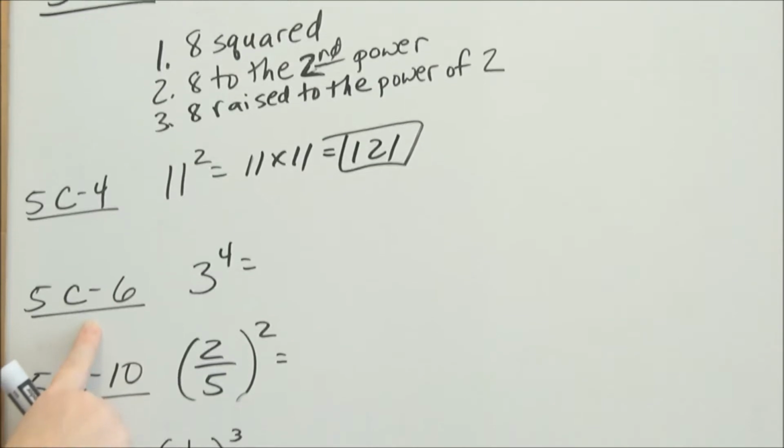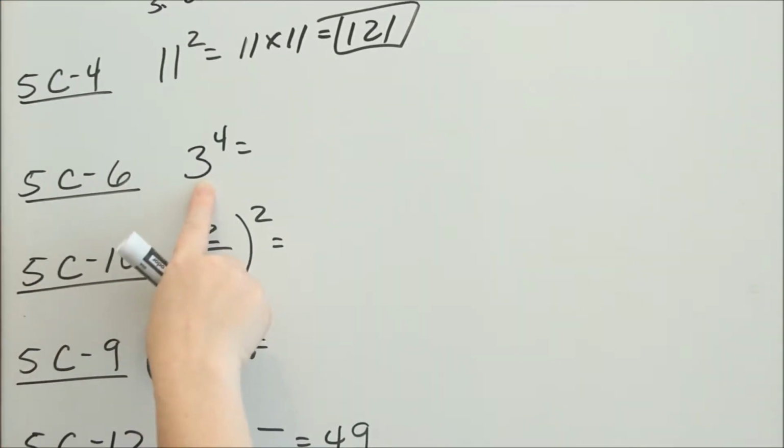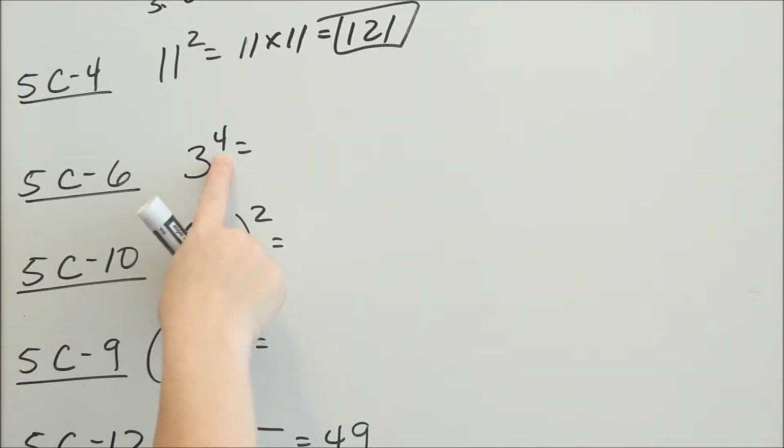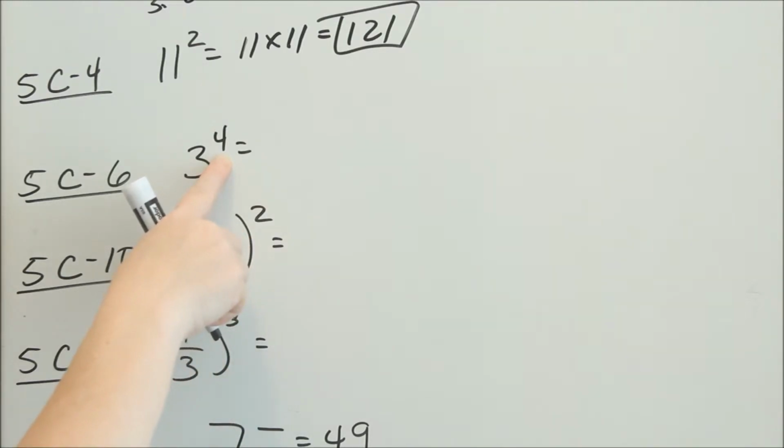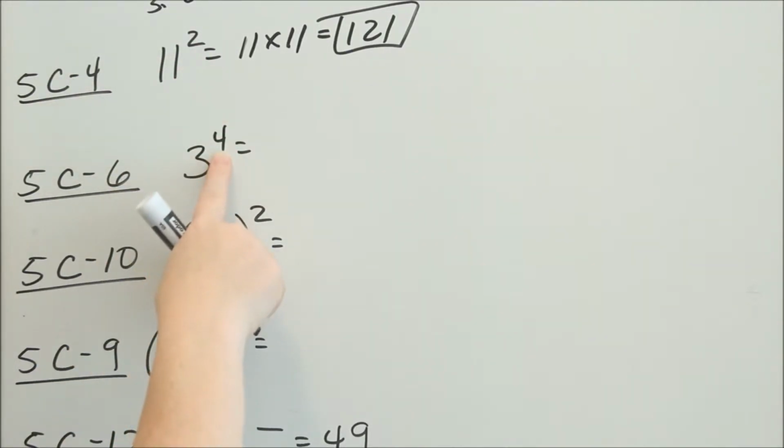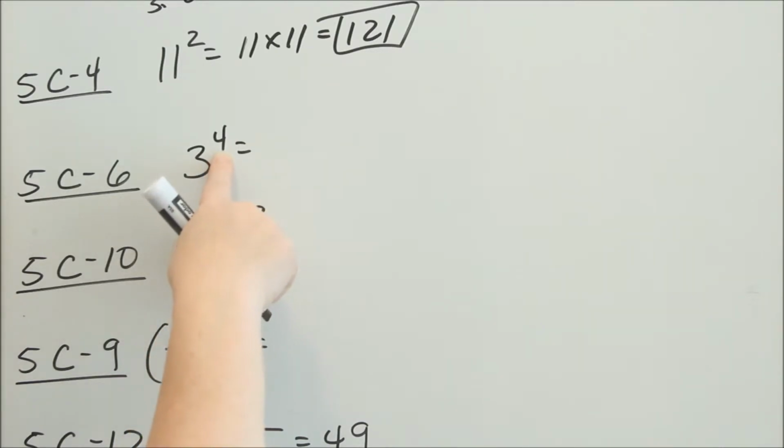Look at 5C, number 6. This is 3 to the 4th power. When you have a number 4, it doesn't have a special name. A 2 exponent and a 3 exponent both have special names. 2, you can call it squared. 3, we'll get to that in a minute.